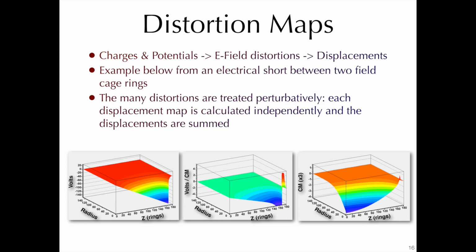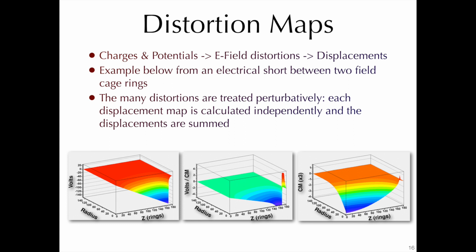But I do want to emphasize that we do create these maps, and an example is for an electrical short between two of the field cage rings that is shown here, where we know the potential differences that are caused by this, we know the electric field that's caused by this, and then we calculate a distortion map. And in this case, it was a sizable distortion of several centimeters.